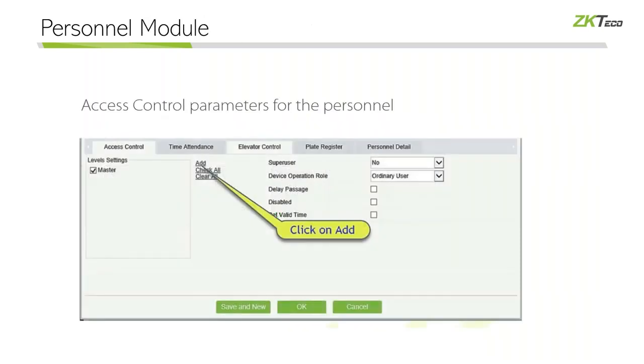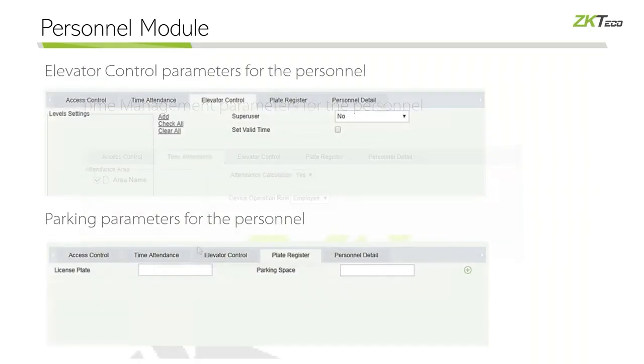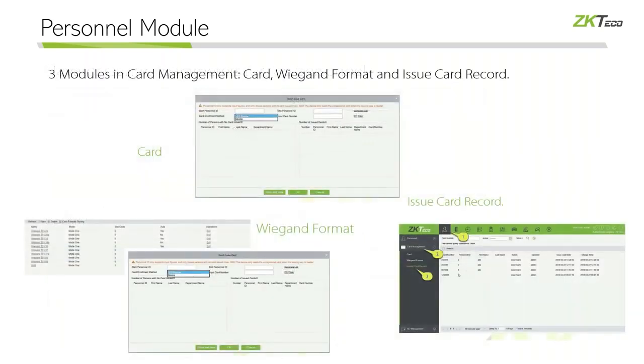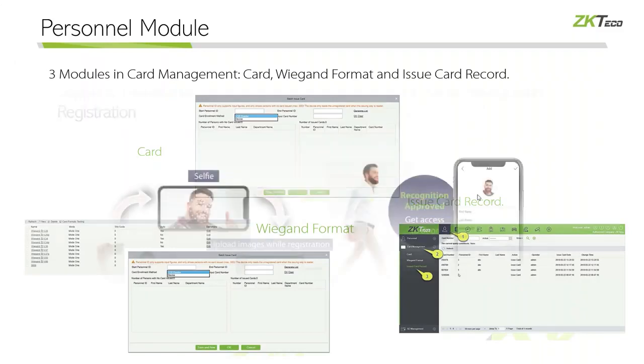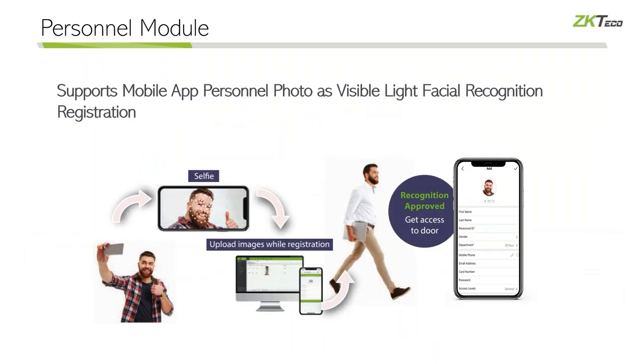Okay, we can set, as you see, different settings for the employee: access control, time and attendance, elevator control. Here I have the different levels: time management, elevator, parking, everything. You know, the modules, card management. Let me see the card, the Wiegand format, everything that we have. And here, as you can see, it supports the possibility, via the ZKBioSecurity app, to take a photo of the person and upload this image and use it for devices that use facial recognition.